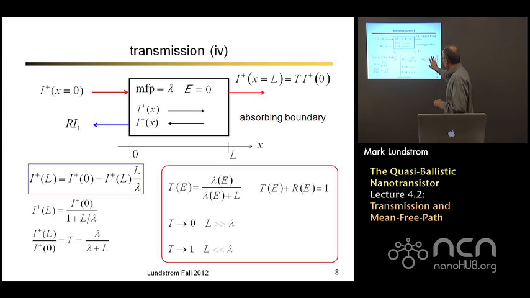Conservation of electrons just says that T plus R is equal to 1. So we've derived this expression that we saw at the beginning of the course, and we see that it comes from a simple solution of a very simple Boltzmann equation, for those of you that have seen the Boltzmann equation before.